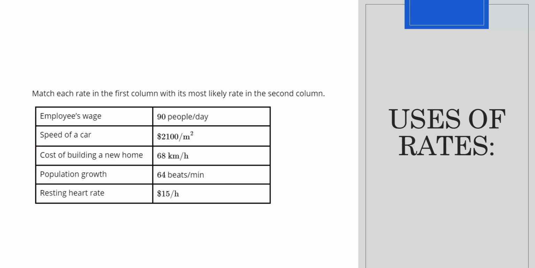Okay, match each rate in the first column to its most likely rate in the second column. So an employee's wage, that's going to be in dollars per hour, so $15 per hour. The speed of a car, most probably kilometres per hour. The cost of building a new home, well, that's going to be dollars, and because we're talking about building a new home, we're looking at metres, we're looking at area, aren't we? Population growth, 90 people per day. And resting heart rate, 64 beats per minute.